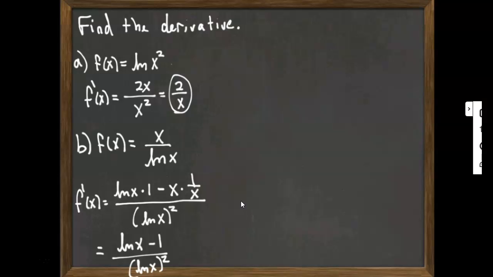Now, quick little note here about this first one, f of x equals ln of x squared. We could have used our properties of logarithms and rewritten that as 2 ln of x, and then said, hey, the derivative of that's just 2 times the derivative of ln, and the derivative of ln is 1 over x, and we get to the 2 over x that way as well.